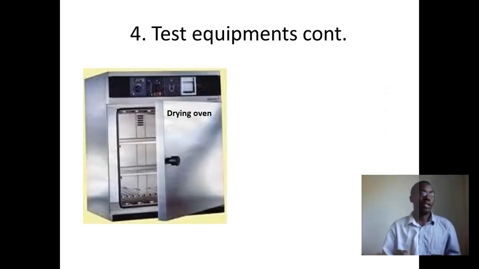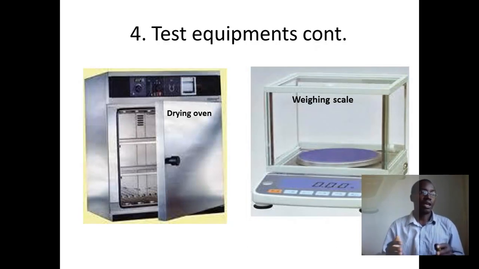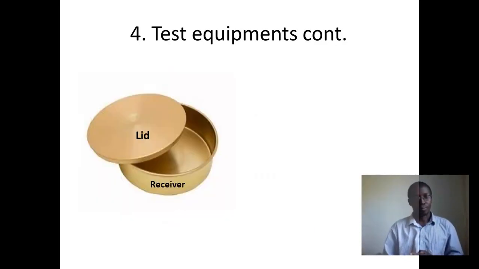The drying oven is used to extract water from sand sample at a temperature of 105 degrees Celsius. The weighing scale or balance is used to get the exact weights of the sand particles. The lid covers sieves such that sand particles are not lost during the sieving process. The receiver collects all the sand particles that go through the sieves.